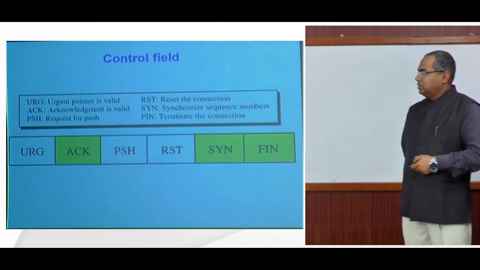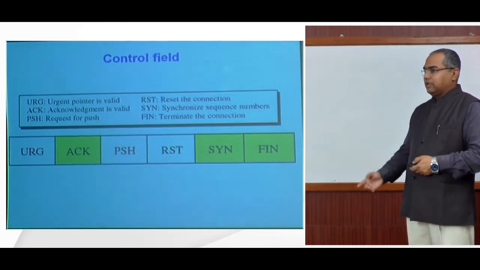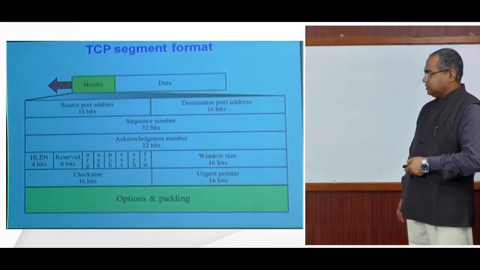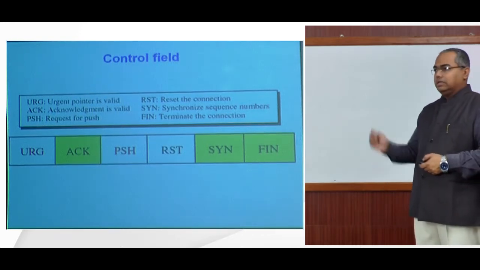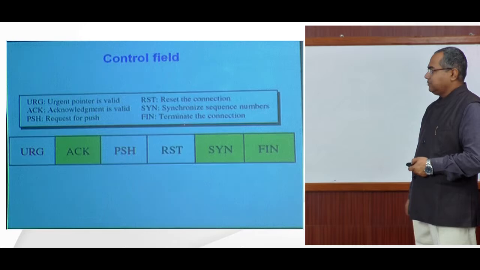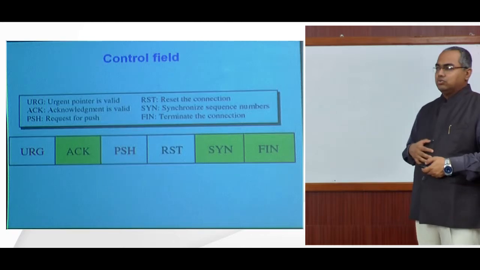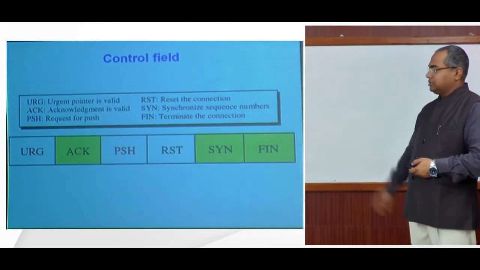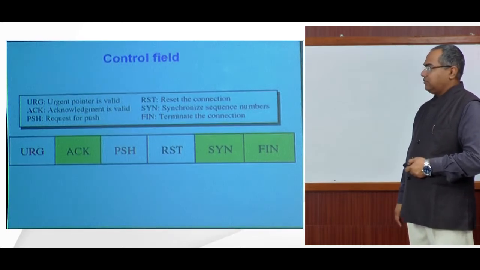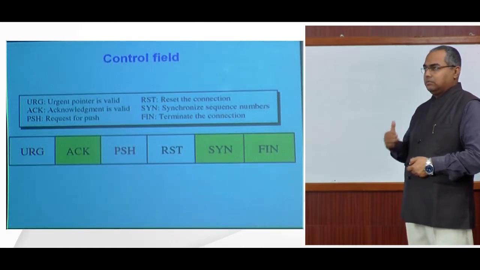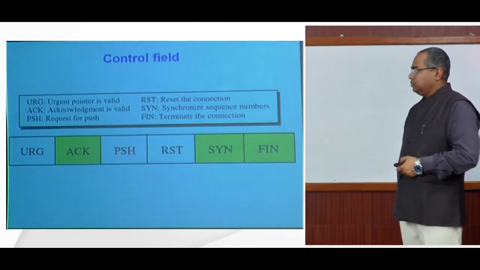They are flag variables. With URG, the urgent pointer is valid. Once this urgent pointer is valid, the other 16 bits being depicted here come into play. Acknowledgement being put as 1 depicts that this message is an acknowledgement message. RST is for resetting the connection between the two. We will talk about the connection setup and termination in subsequent slides. Synchronizing and finishing, these are SYN and FIN. They are for the creation and the termination of a connection. And PSH is for pushing of data, a request for push.